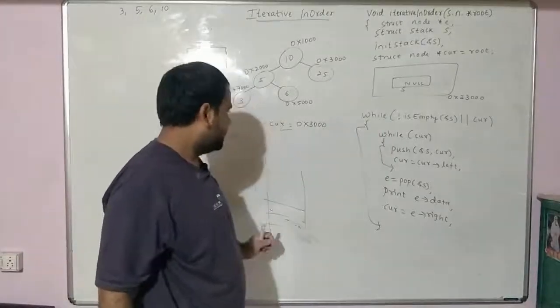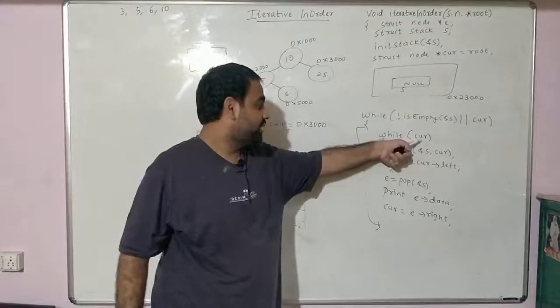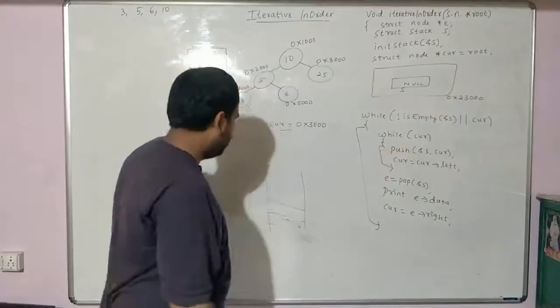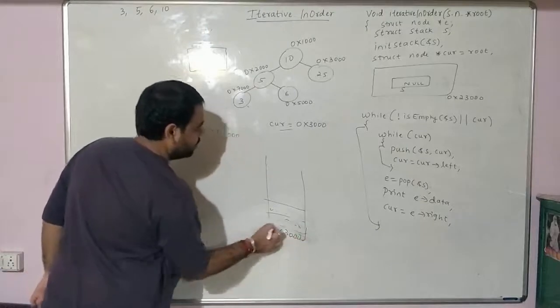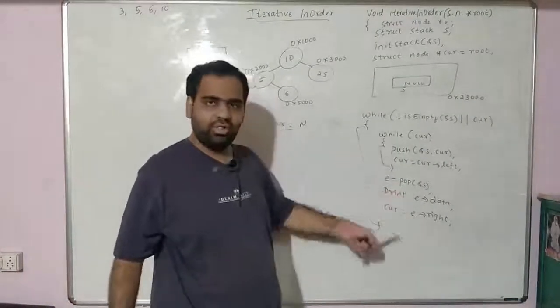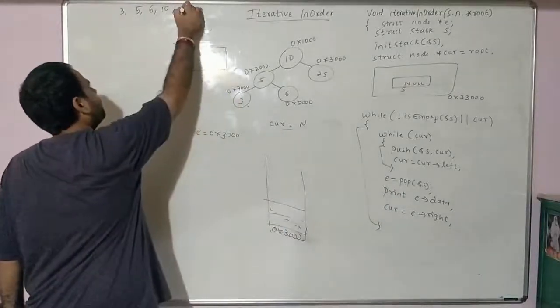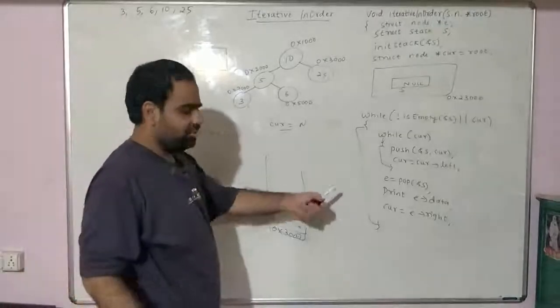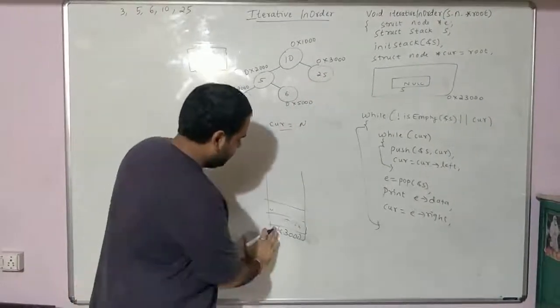Not is empty stack, the condition is false. But current is not null, so while current, the condition is true. Push current onto the stack. What is the value of current? 3000, and you say current is equal to current arrow left. That is null. While null, the condition is false. e is equal to pop. What do you pop? 3000. Print 3000 arrow data, 25, and you say current is equal to e arrow right. 3000 arrow right is null. This is being also popped.